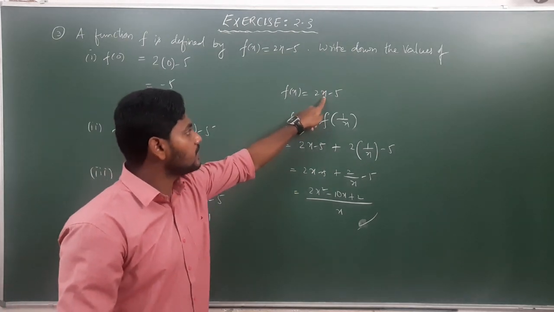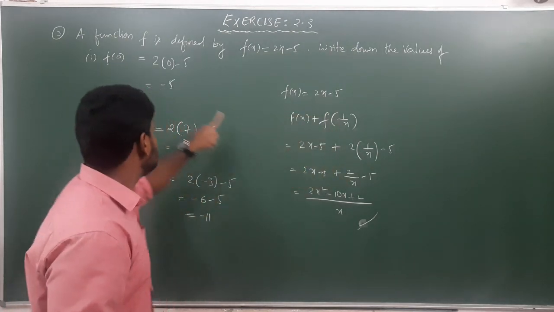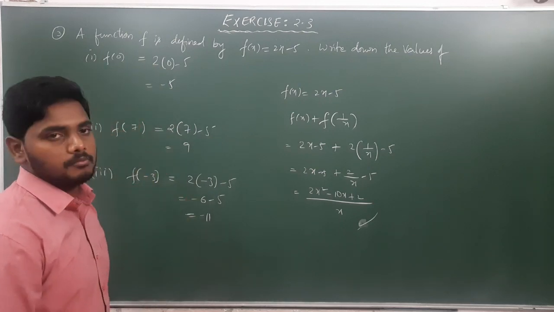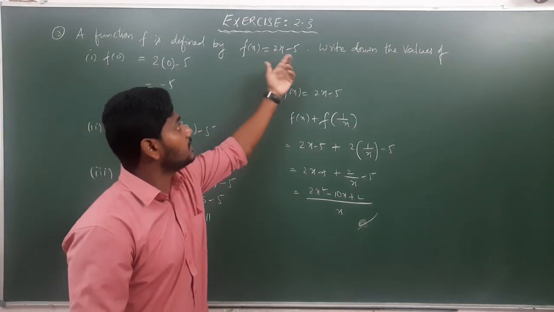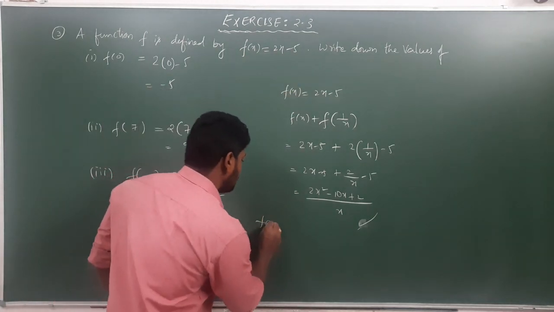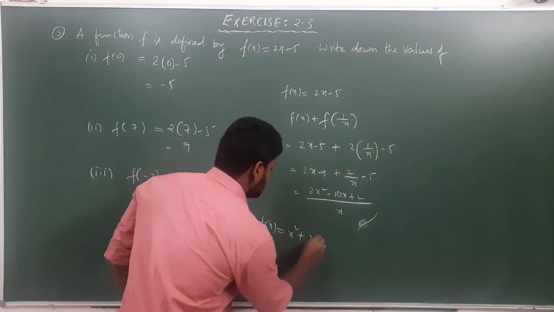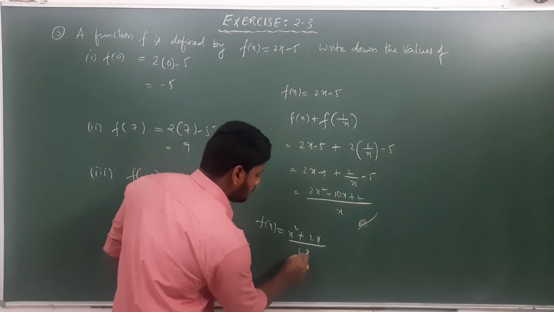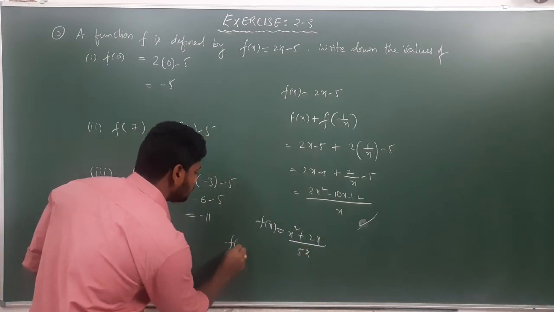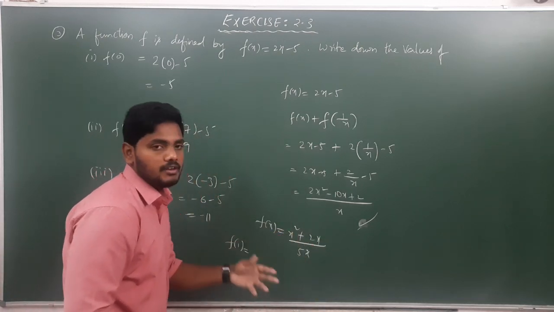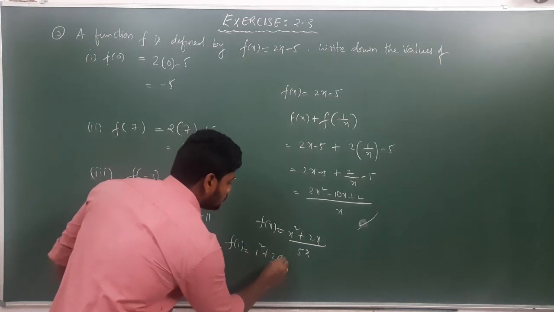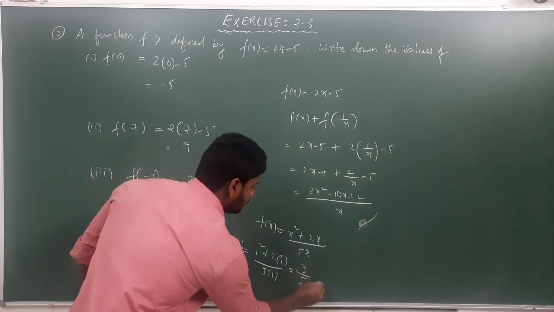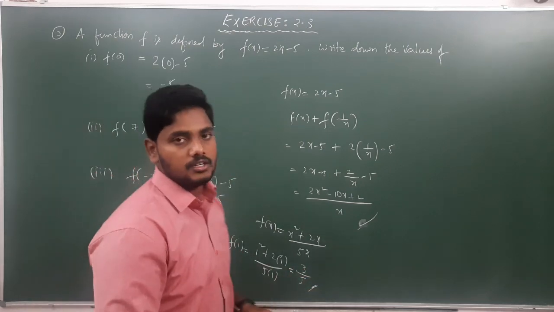If x, it means in terms of x; 1 by x means in terms of 1 by x; 0 means in terms of 0, 7 means in terms of 7, minus 3 means in terms of minus 3. See, wherever x is there in the given function. For example, if f of x equal to x square plus 2x by 5x, and if they ask f of 1, wherever x is there, we need to substitute 1. So 1 square plus 2 into 1, over 5 into 1. So 1 square plus 2 is 3 by 5. Like that we need to find function values.